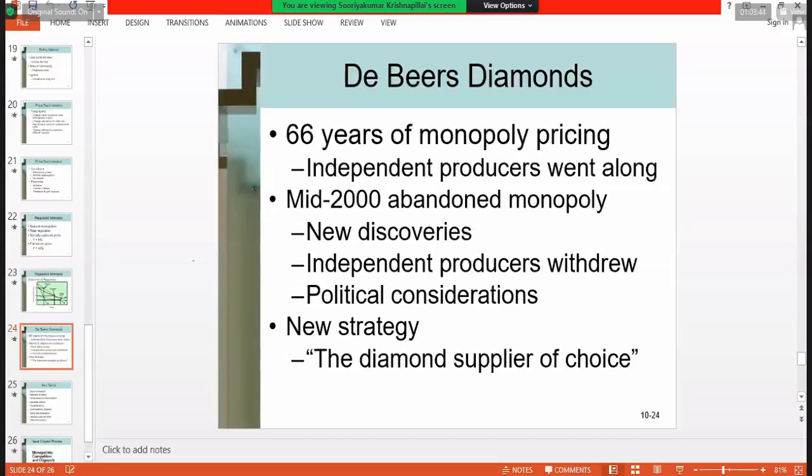Next class we will study monopolistic market and oligopoly market.